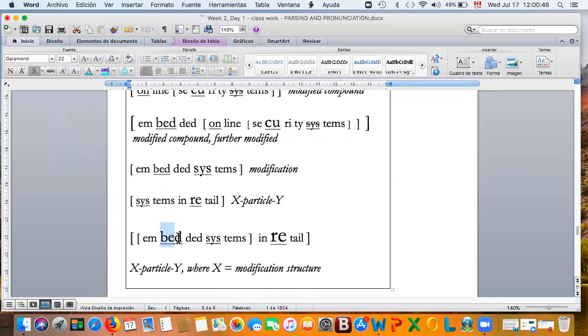So you have something like middle, lower, and higher. And again, as before, we like to level out those accents before the higher one in speech, normal speed. So we'll say embedded systems in retail. Say it with me. Embedded systems in retail. Say it slowly and carefully, embedded systems in retail.